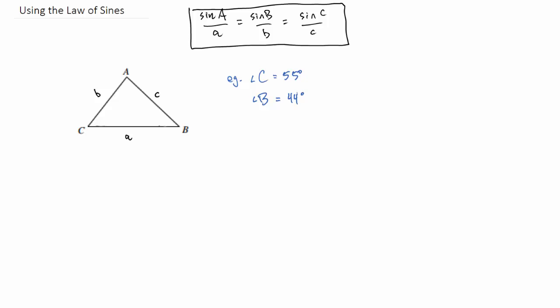So for example, let's say we knew angles C and B were 55 and 44, and we knew the length of little b was 9 centimeters. Now, if it asks you to solve a triangle, you're basically being asked to find the other angle and the other two sides.